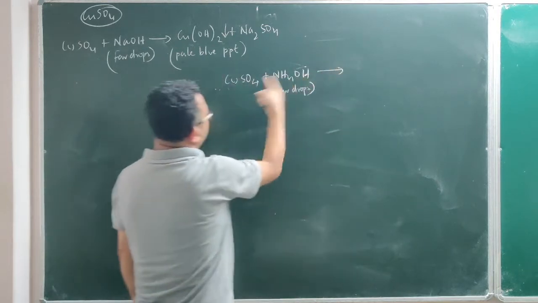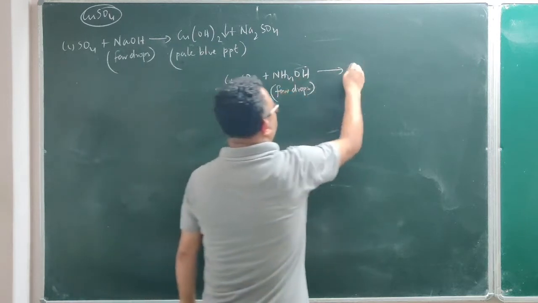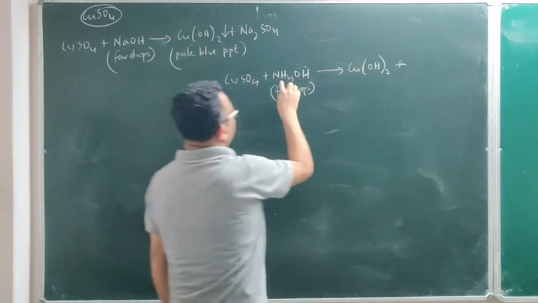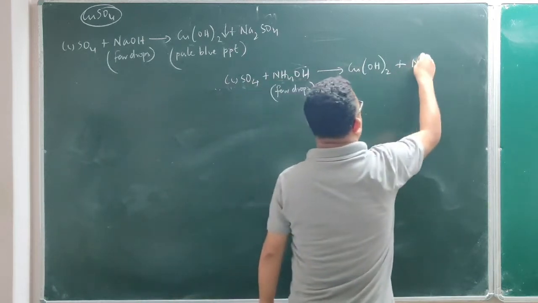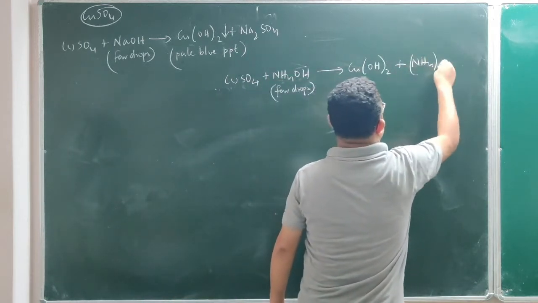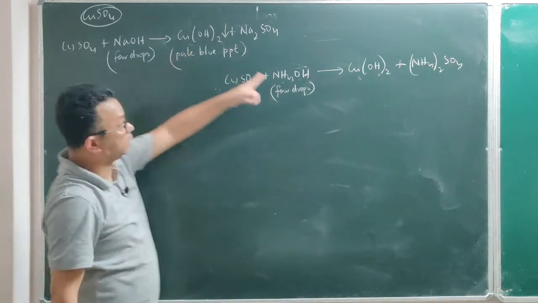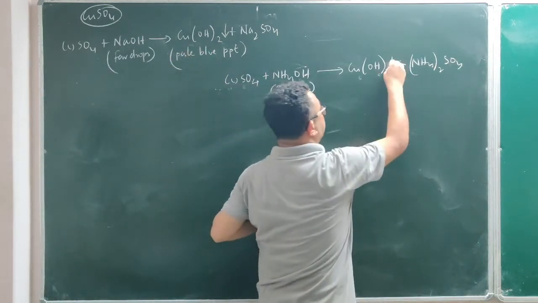Then again double decomposition: copper will join with hydroxide to give you copper hydroxide, and the ammonium will join with sulfate to give you ammonium sulfate. Here you are, this is ammonium sulfate. Again copper hydroxide, the same copper hydroxide, here also copper hydroxide, there also copper hydroxide. Again the same precipitate is formed.